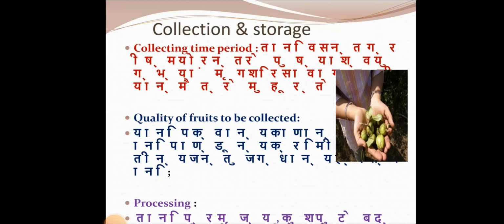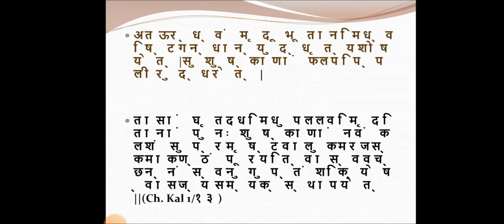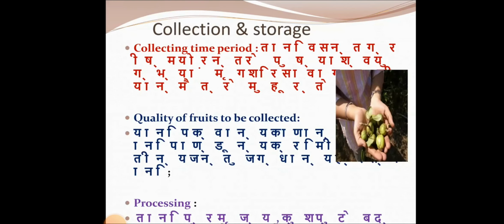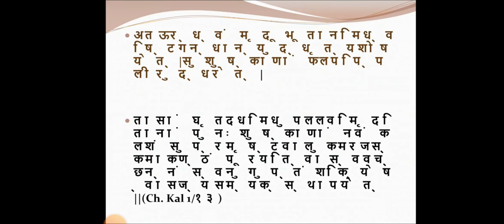अथ ऊर्ध्वं मृदुभूतानि मधु इष्टगन्धानि उद्धृत्य शोषयेत् सुशुष्काणां फलपिप्पलीरुद्धरेत् तासां हृद दधि मधु फलल विमृदितानां पुनः शुष्काणां नवं कलशं सुप्रमृष्टवालुगम् अरजस्कम् आकण्ठं पूरयित्वा स्ववच्छन्नं स्व अनुगुप्त शिक्केषु आसज्य सम्यक् स्थापयेत्. It is mentioned in Charaka Kalpasthana. Next slide please.